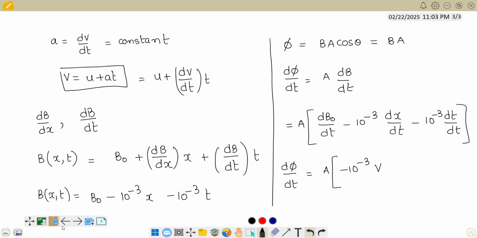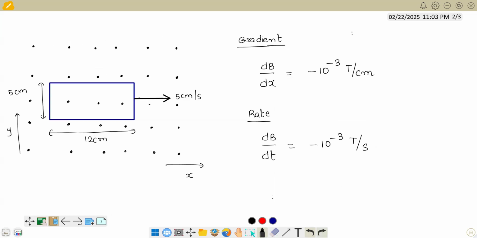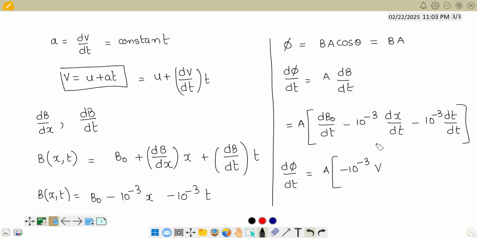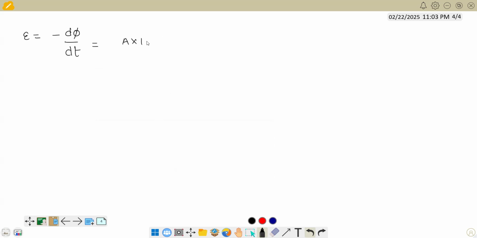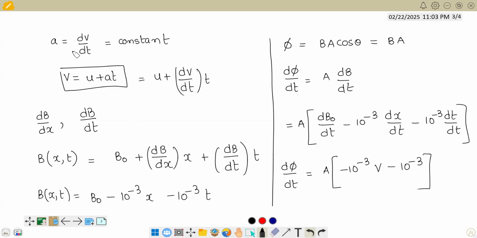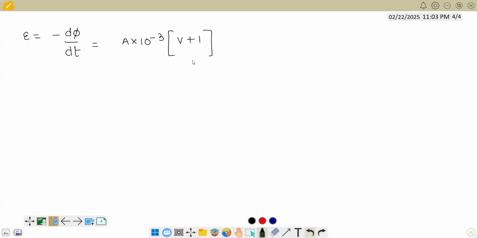And remember, I want x in centimeters because this is in centimeters. Here velocity must also be in centimeters per second, minus 10 power minus 3. We know induced EMF is equal to minus d phi by dt. If I multiply the negative sign and bring this 10 power minus 3 also outside, you will get A into 10 power minus 3, and minus of minus becomes positive. So V plus 1. Now let us substitute the values.